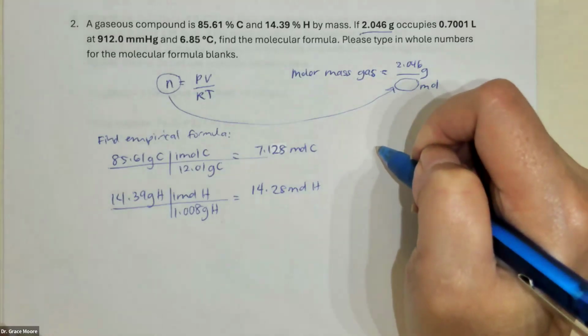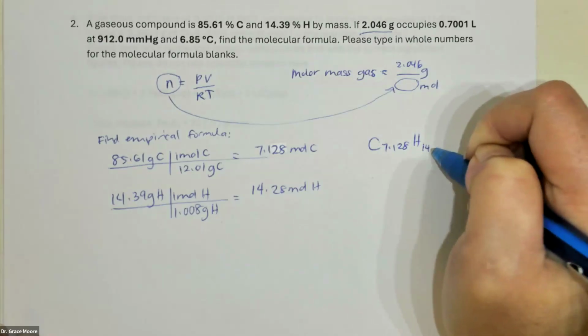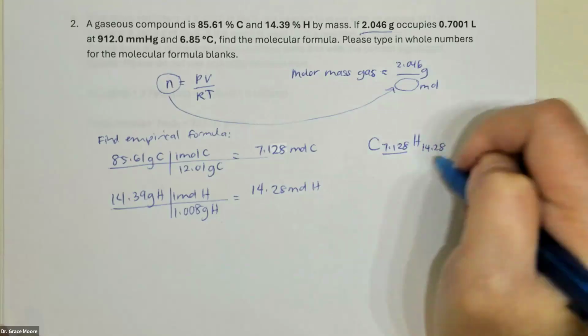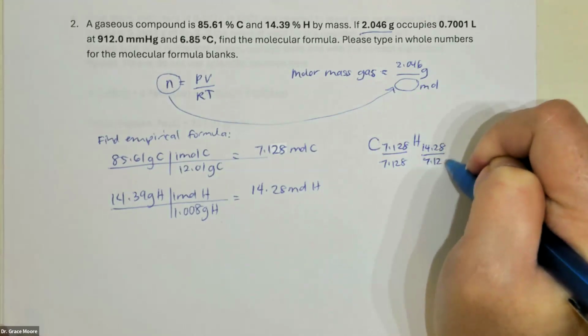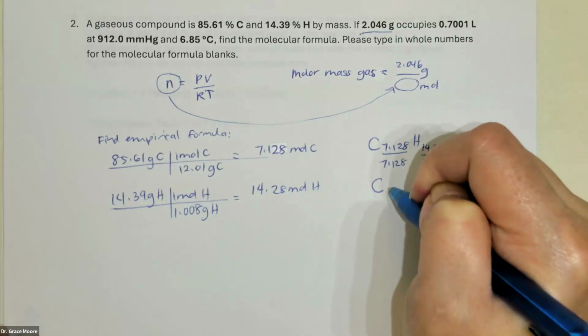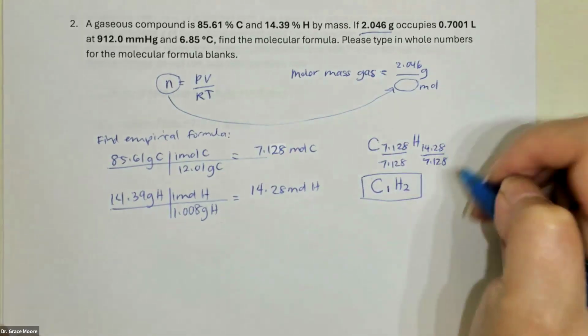Once you have that, you can say C 7.128 is to H 14.28, and then you divide by the smallest number, and you get C is 1, H is 2. So this is my empirical formula.